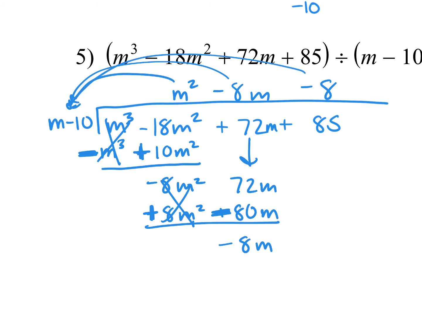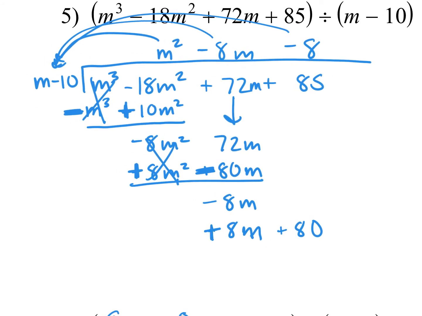Then we multiply. So negative 8 times m would be negative 8m. And what's negative 8 times negative 10? Plus 80. And then what do I do? Change the signs.